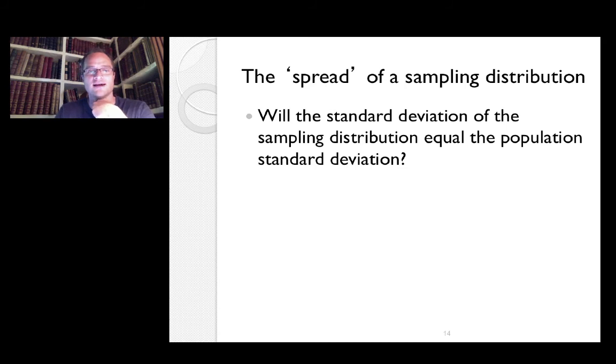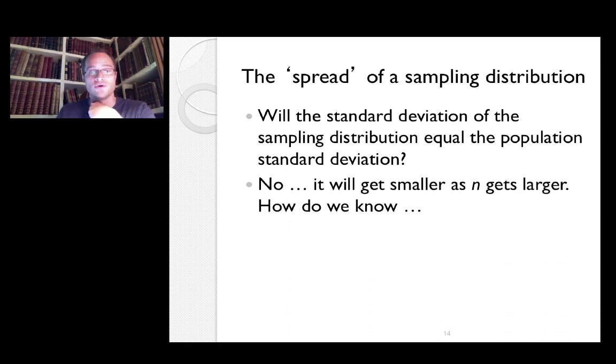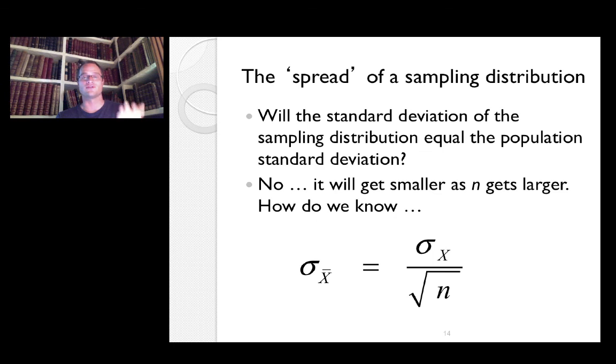And so for this final question: will the standard deviation of the sampling distribution equal the population standard deviation? The answer is no. It gets smaller as n gets larger, and we know that strictly from the formula. As I increase n, the denominator goes up, and therefore the standard error goes down.